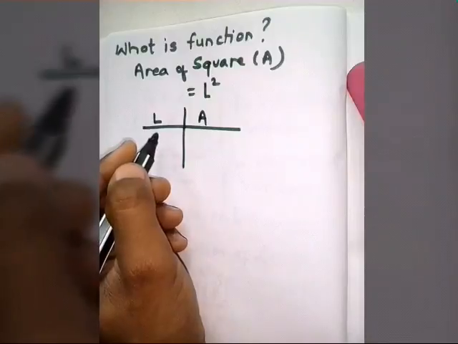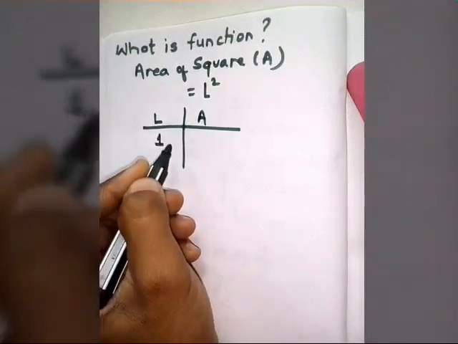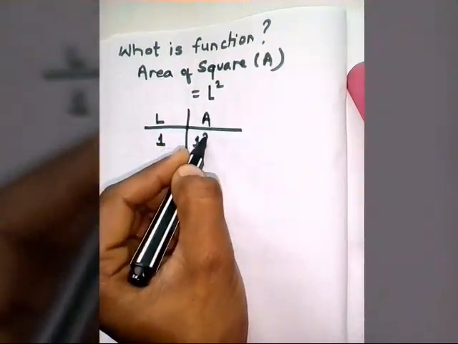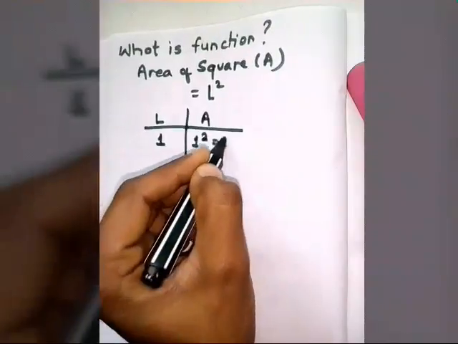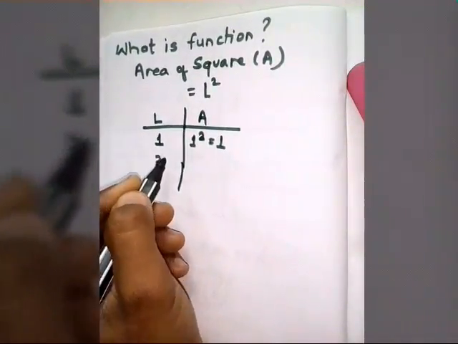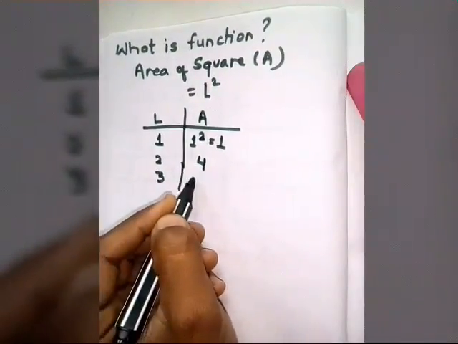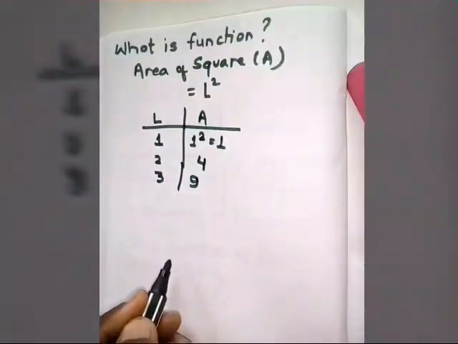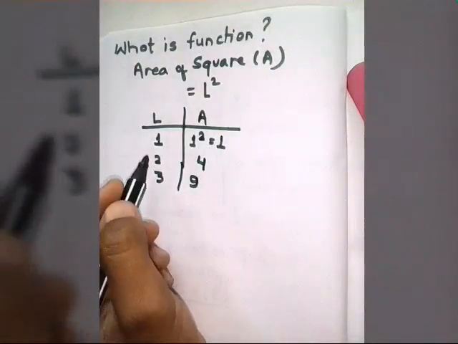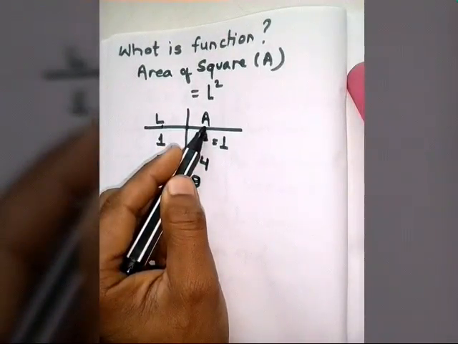Now if we change the value of L, suppose if we take the value of L 1 unit, the area will be 1 unit square, so it will be simply 1 square, that is 1. Similarly, if we take 2, it will be 2 square, so it's gonna be 4. If we take 3 square, that is going to be 9, and so on. We can continue. Now from here we can see there is relation between L and A.